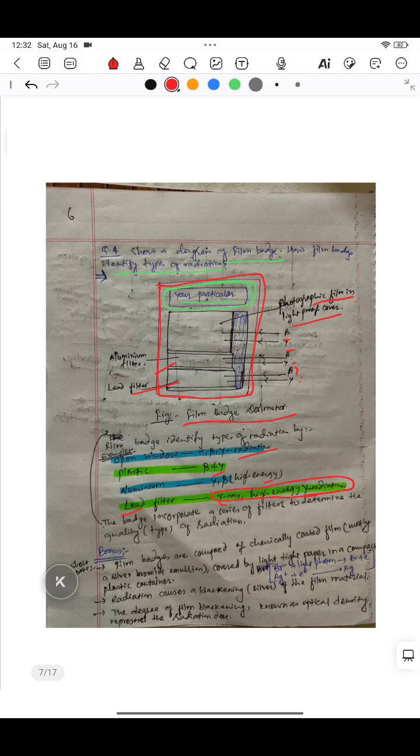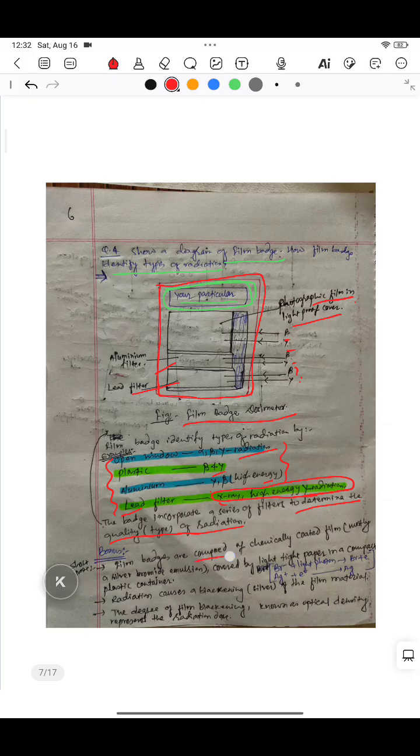So how can I identify with the film badge? The badge incorporates a series of filters to determine the quality or type of the radiation.